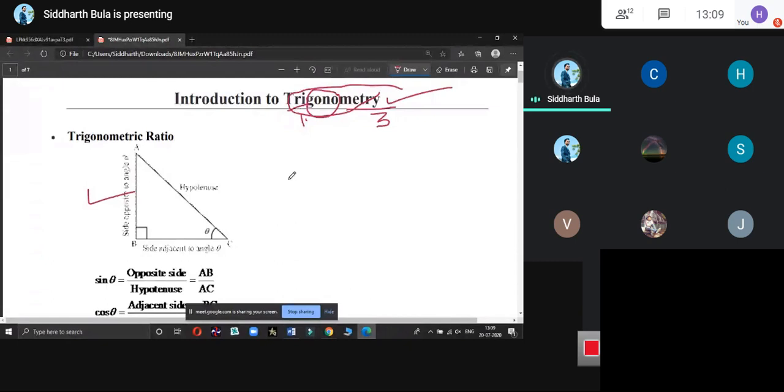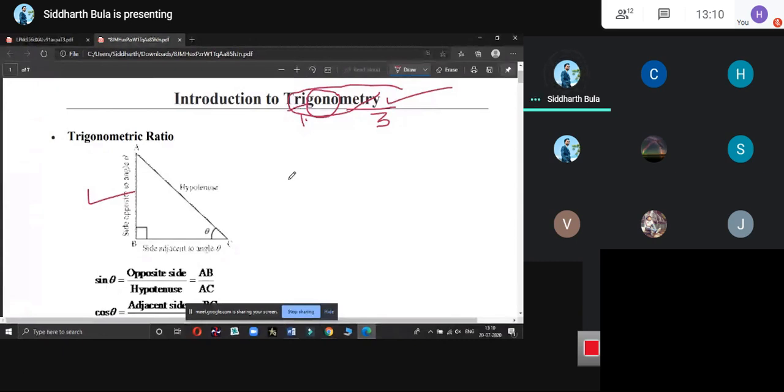Equilateral triangle means a triangle which has all three sides equal. I hope there is no one who is expecting a triangle having more than three sides or less than three sides. No, because in a triangle there are only three sides and three angles. So a triangle which has three equal sides is known as an equilateral triangle. Number one. Number two, isosceles triangle: a triangle which has two equal sides.